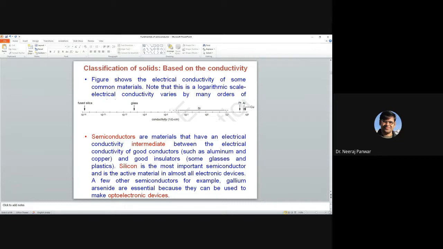So silicon is one of the prominent semiconductors, and I will tell you the reasons for this shortly. Other semiconductors are like gallium arsenide. It is used for optoelectronic devices like light emitting diodes, semiconductor lasers, or other optoelectronic devices also, but the prominent ones are light emitting diodes and semiconductor lasers.